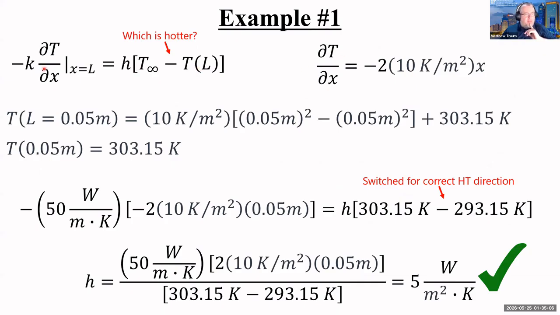Here I actually wrote it right: x equals L, and here I wrote it right too, T of L. I know this value of dT/dx because I took the derivative of my internal temperature profile before. It's minus 2 times 10 kelvins per meter squared times x, but we're going to solve this at x equals L. So here I am plugging in. Let's see, I'm trying to figure out what I did here.